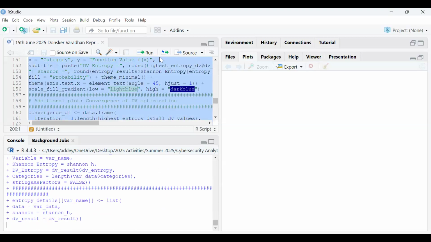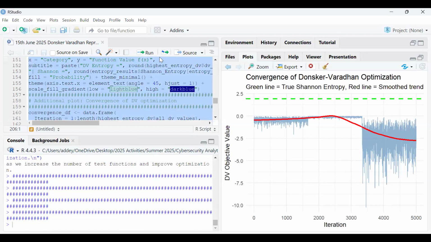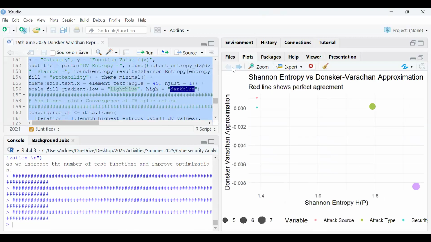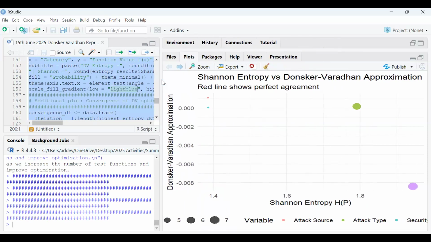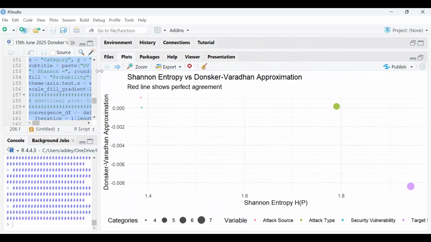So I run my lines of code here. So we are able to see our output here. So I begin from the very first output. I'll enlarge these so that we can see them properly here. So this is okay.